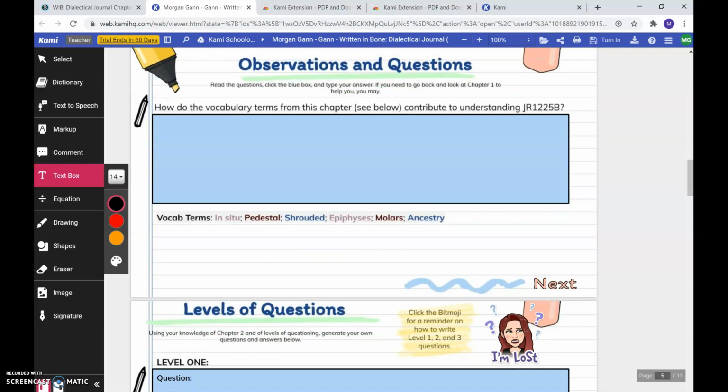Observations and questions. If you need to go back to the text, the story, to answer your questions, that's fine. So, how do the vocabulary terms from this chapter, see below these vocab terms, contribute to understanding JR 1225B? How do these words help us understand what happened to JR 1225B? So let's look at it.